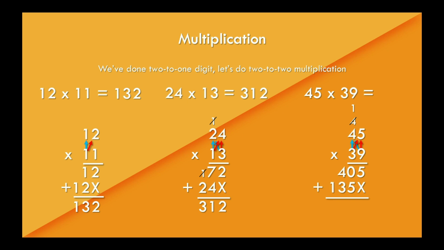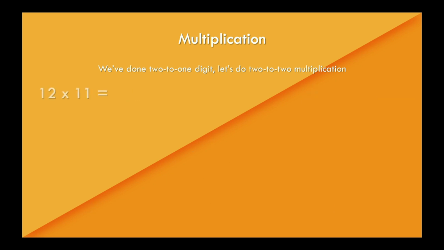We're done multiplying, so we finally add. 5 plus nothing gives us 5, 0 plus 5 gives us 5, 4 plus 3 gives us 7, and 1 plus nothing gives us 1. Giving us an answer of 1755. Now let's look at the splitting method.